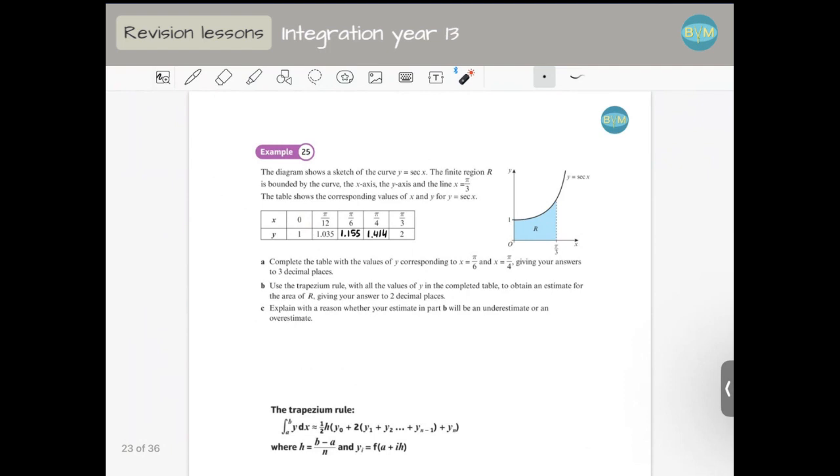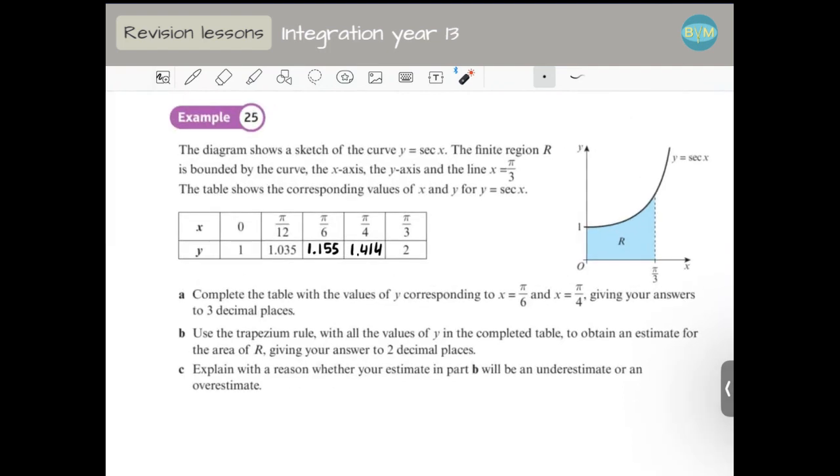So they are going to give you the values of x, usually some values of y, and you have to complete one or two values of y. To find these values of y, the only thing you need to do is substitute the x in your function. So when x is pi/6, you have to find sec of pi/6. You cannot find that with the calculator. You will have to do 1 over cos of pi/6. But you know how to always find the values of y.